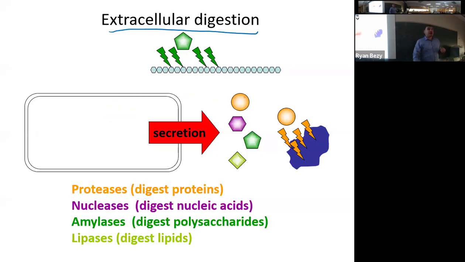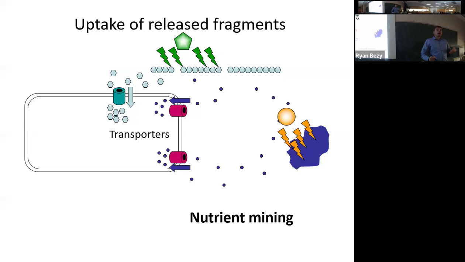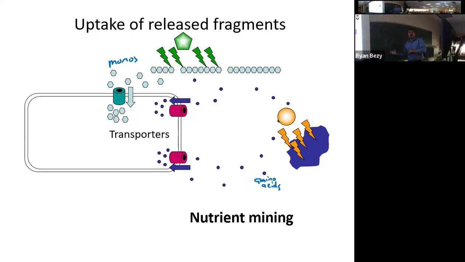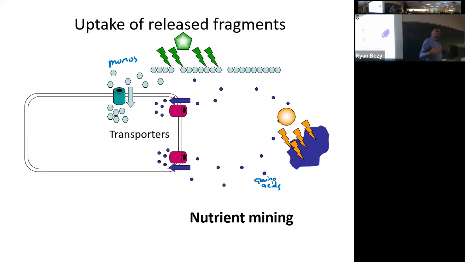That's what's really happening here. They secrete out these digestive enzymes, and then they break down that protein into things like amino acids, and they break down my polysaccharide into monosaccharides, for instance. Those are now small enough to transport into the cell. So bacterial nutrition usually involves both secretion and then transport of the digested products into the cell. This is called extracellular digestion, or sometimes it's referred to as nutrient mining.